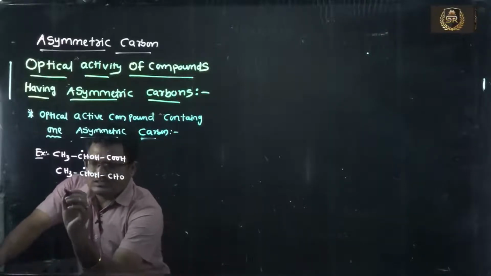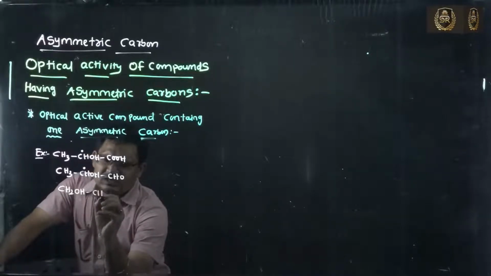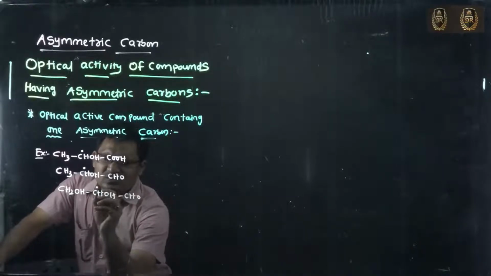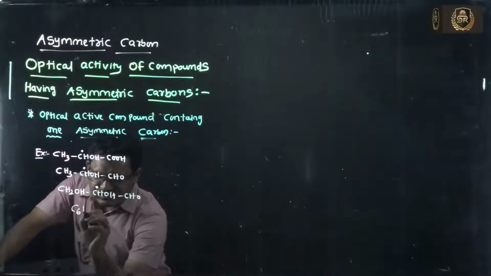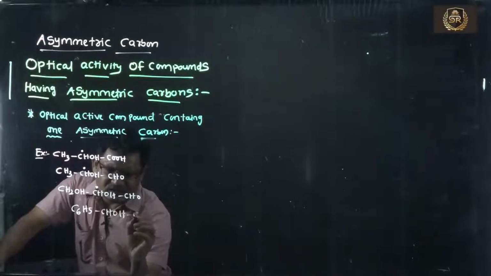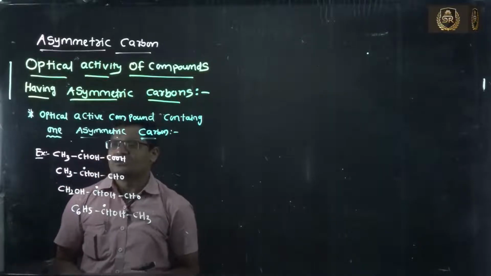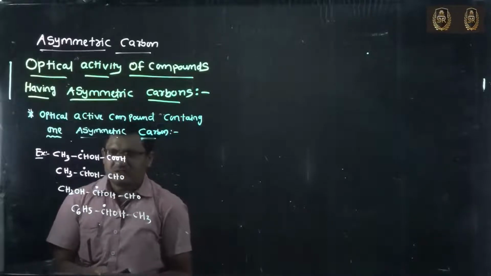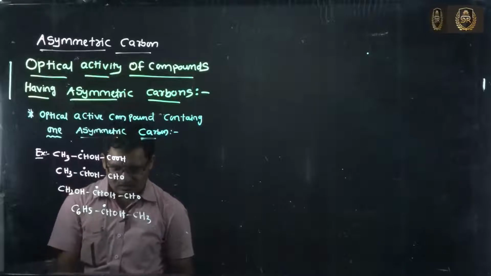Next one, CH2OH, CHOH, then CHO. This is one asymmetric carbon. Next one, C6H5, CHOH, then CH3. This is one asymmetric carbon. So that means an optical active compound containing one asymmetric carbon is like this.